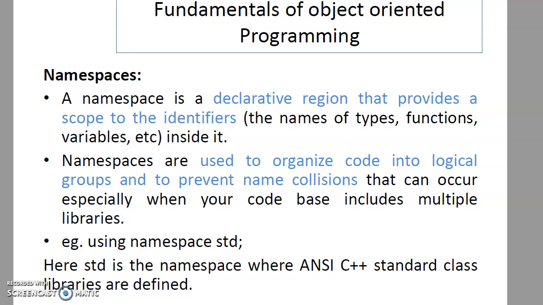Namespaces are used to organize code into logical groups and to prevent name collisions that can occur, especially when your code base includes multiple libraries. So to avoid name collisions and group the code into logical groups, namespaces are used. Example: using namespace std. Here std is the namespace where the ANSI C++ standard class libraries are defined. That is an example of a standard namespace.